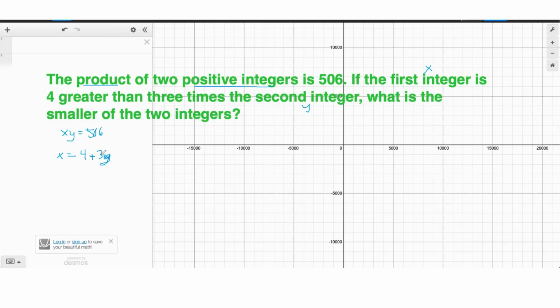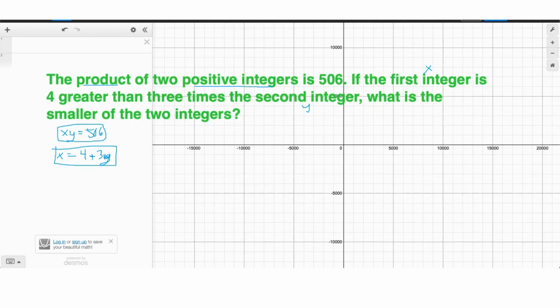So to recap, we have a product of two positive integers. We've designated these as x and y, and that equals 506. And then in the second equation, they said that the first integer, which we let you know is x, is 4 greater than 3 times the value of the second integer, which is y, so 3y. What is the smaller of the two integers?